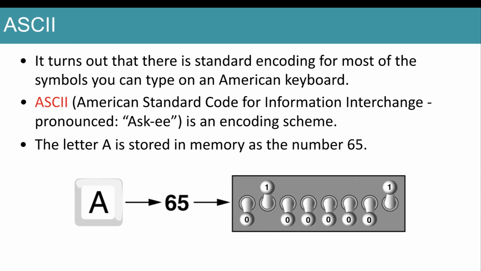It turns out there's a standard encoding for most of the symbols you can type on an American keyboard. If you look at your keyboard, anything that you can press, like the asterisk, the H, the backslash, the question mark, those can be encoded in the computer. We do this with an encoding scheme called ASCII, which stands for American Standard Code for Information Interchange. There's a table that maps all of the keys on your keyboard to a decimal number, and then that number is stored as binary in the computer.